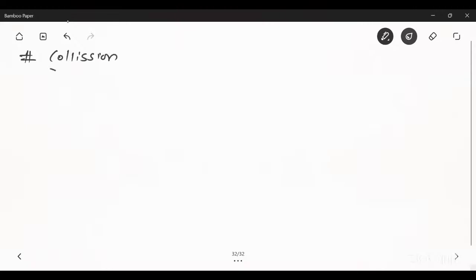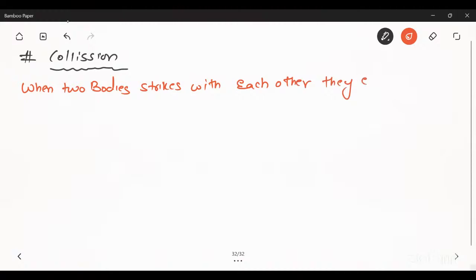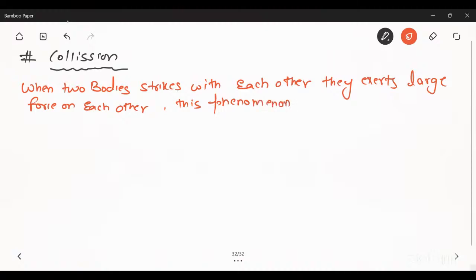What is collision? When two bodies strike each other, they exert a large force on each other, and this phenomenon is known as collision. These two bodies will collide. This is collision.